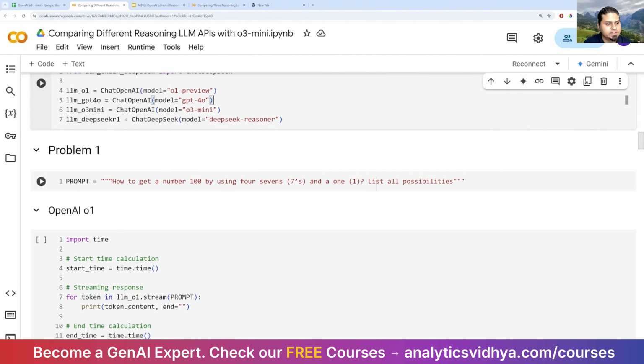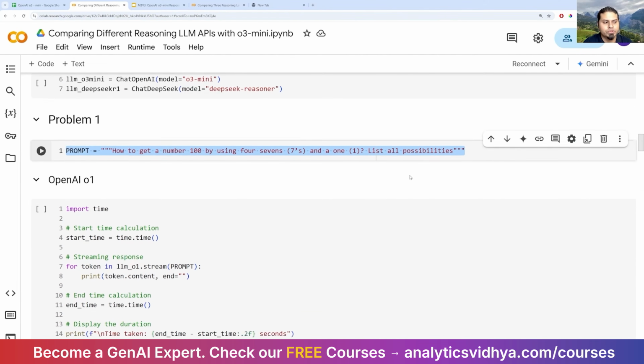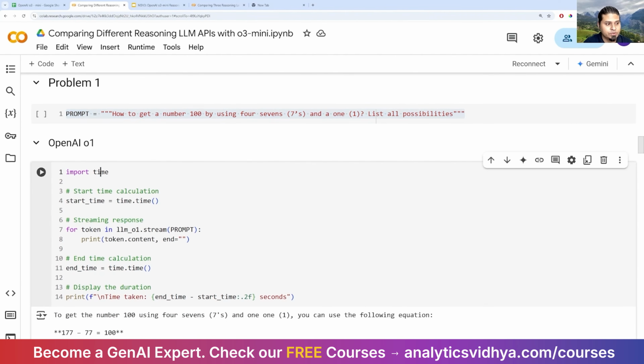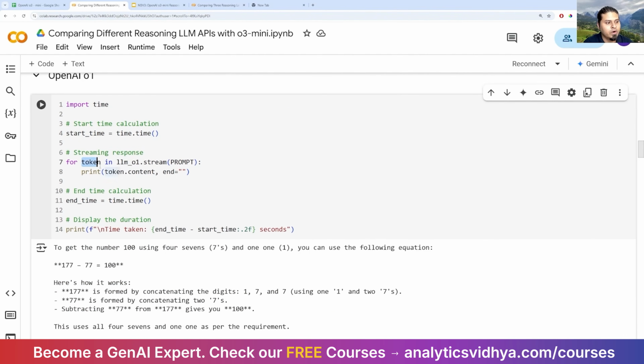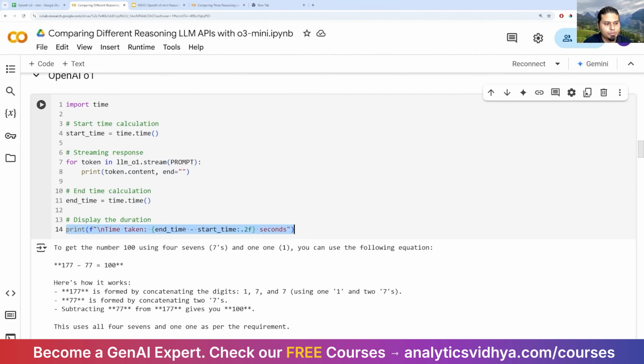The first problem is how to get the number 100 by using 4 sevens and 1 one, list all the possibilities. That is my prompt. I start off with OpenAI o1, and I will also time how long it takes to get the response. So I use the time library in Python, start the timer here, and then for every token in the o1 LLM stream, pass in the prompt, print the response. So stream the results live, and then after I get back the full response for this prompt from o1, finish the time computation and show me the total time taken.